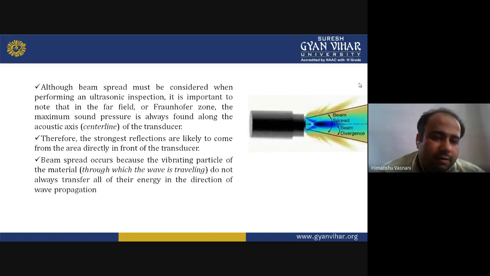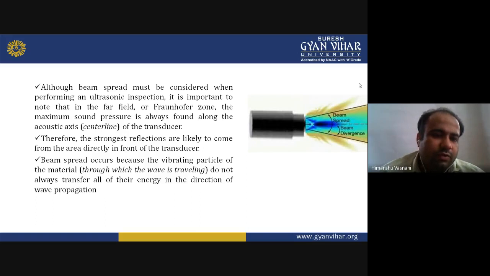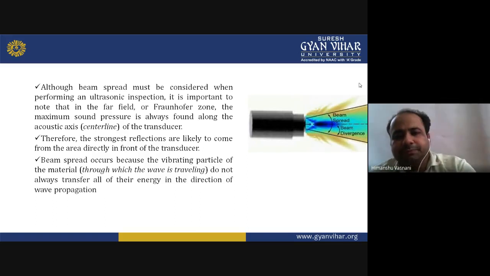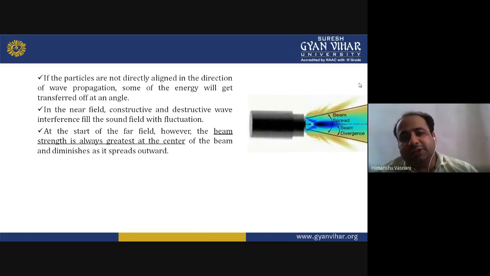Beam spread occurs because the vibrating particles of the material through which the wave is traveling do not always transfer all of the energy in the direction of wave propagation. The particles are not directly aligned in the direction of wave propagation, so some of the energy will be transferred off at an angle.